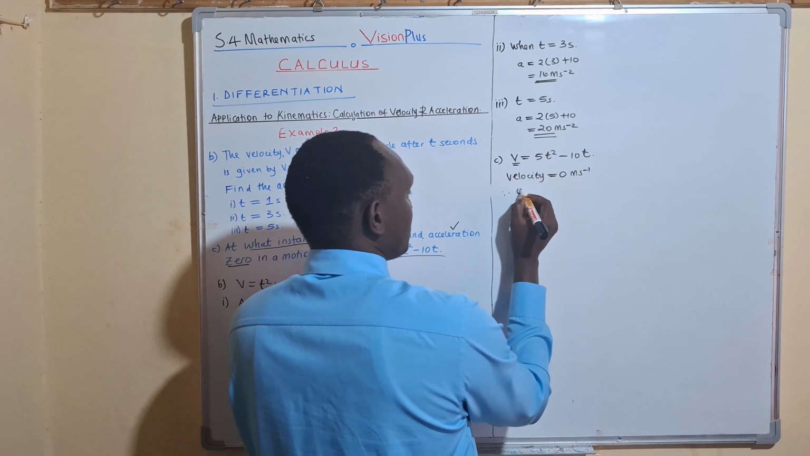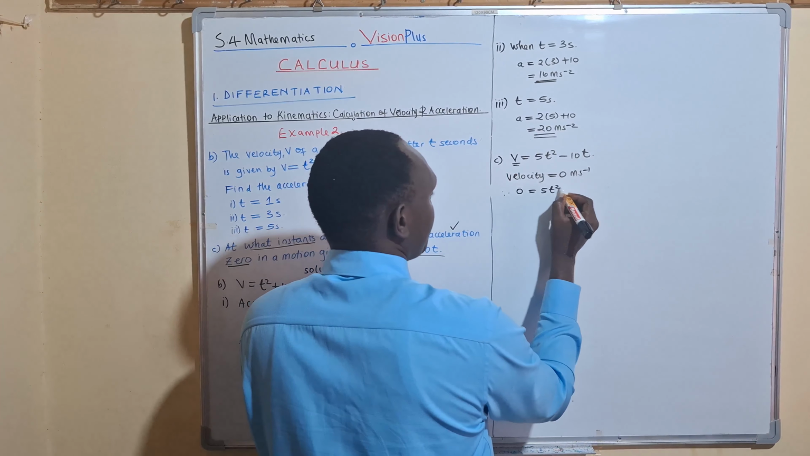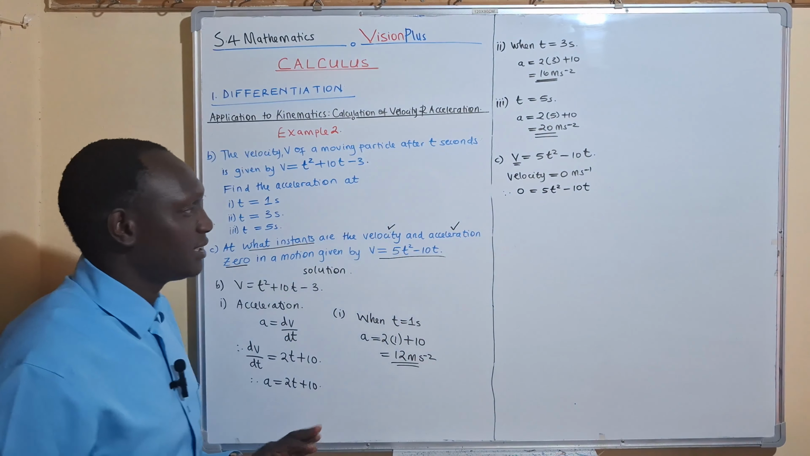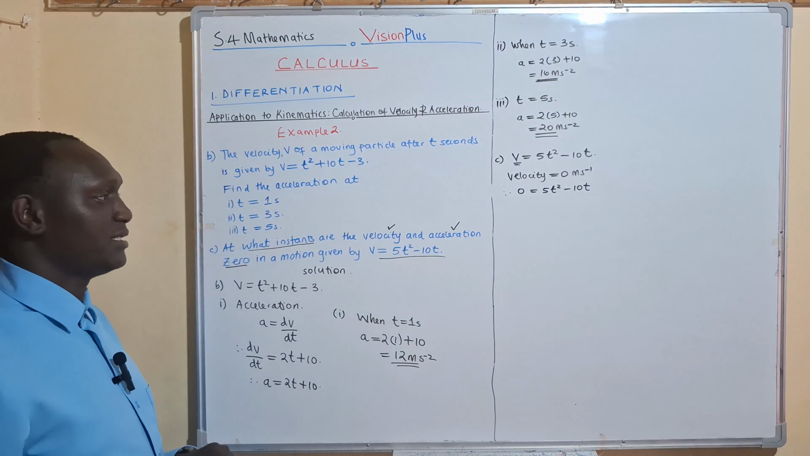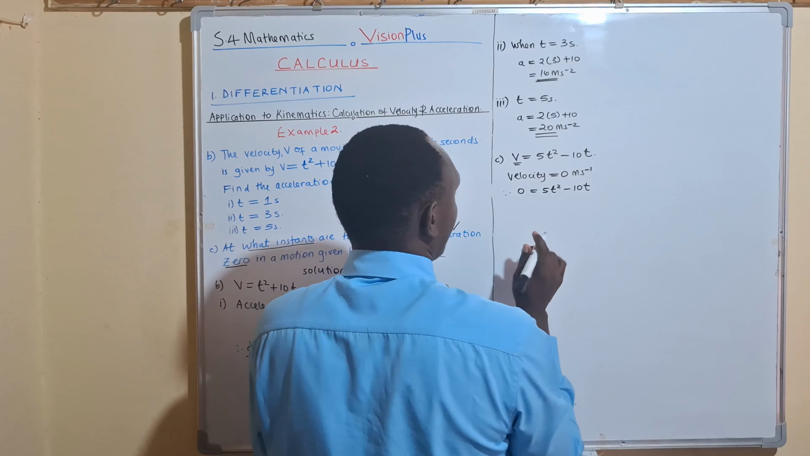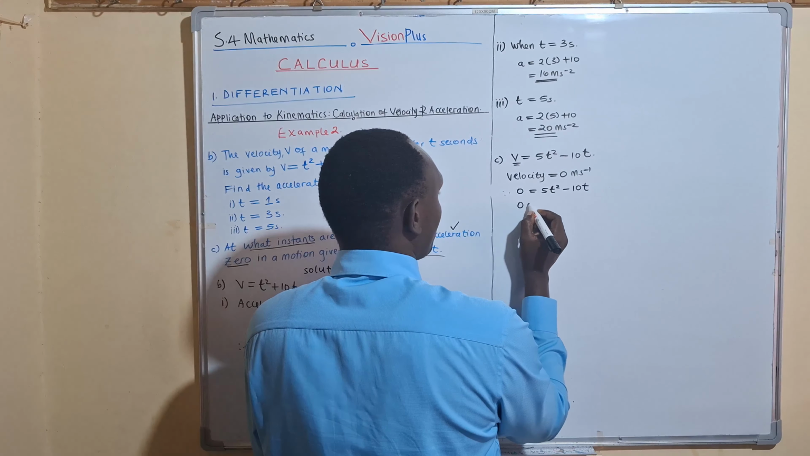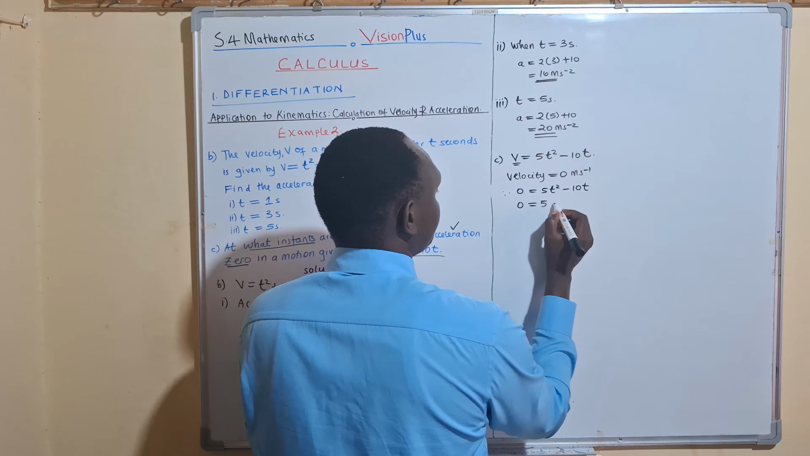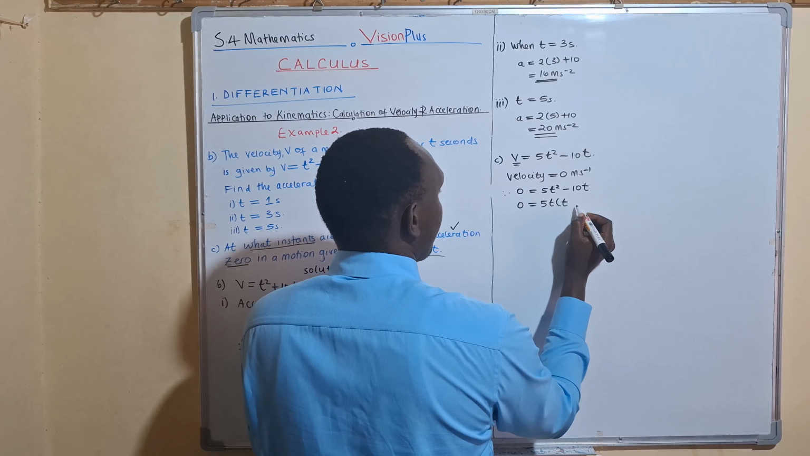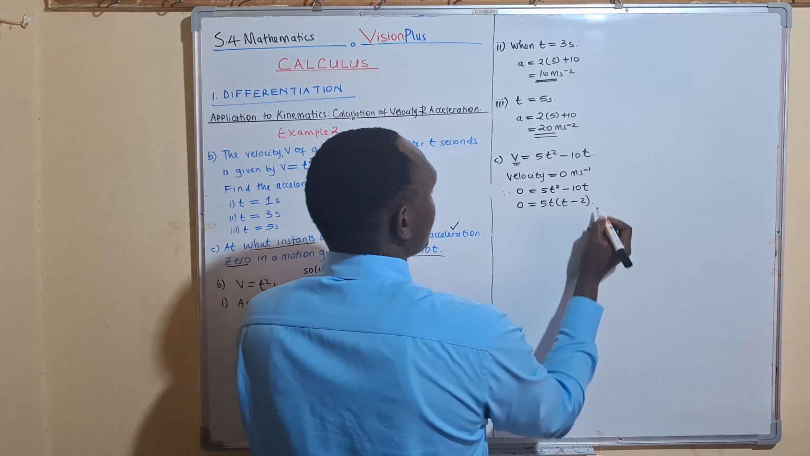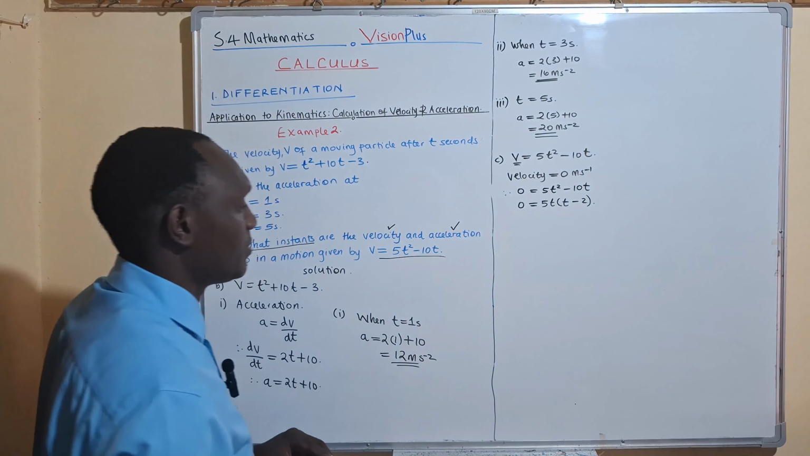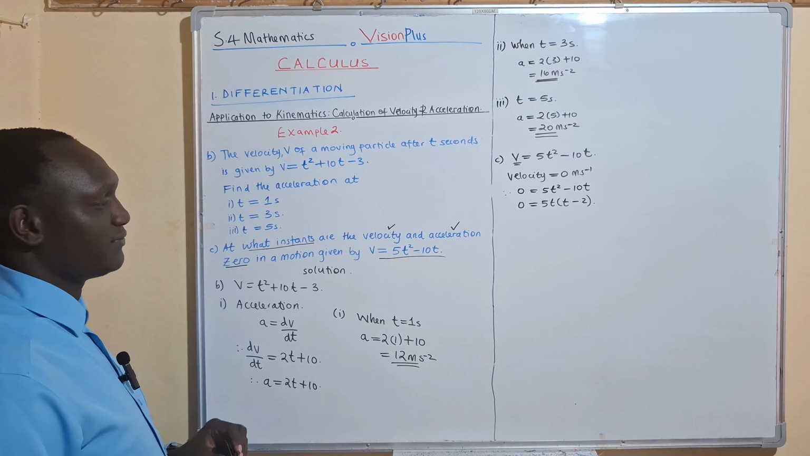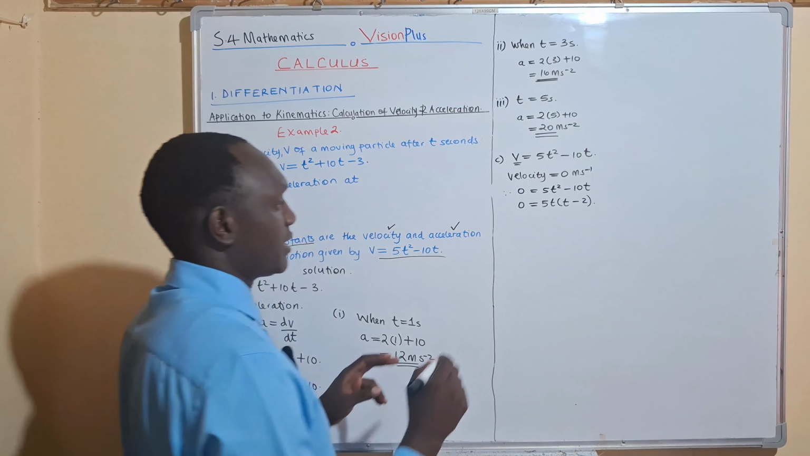Substitute for 0 there. 0 equals 5t squared minus 10t. And clearly this is a quadratic equation that you can solve by any method which you want. I'm going to factorize. If we factorize this, it gives us 0 equals 5t into t minus 2. If you don't know how to factorize, please go back to Senior 2 and watch our playlist. Or you can contact us and we shall assign for you a tutor to guide you through.